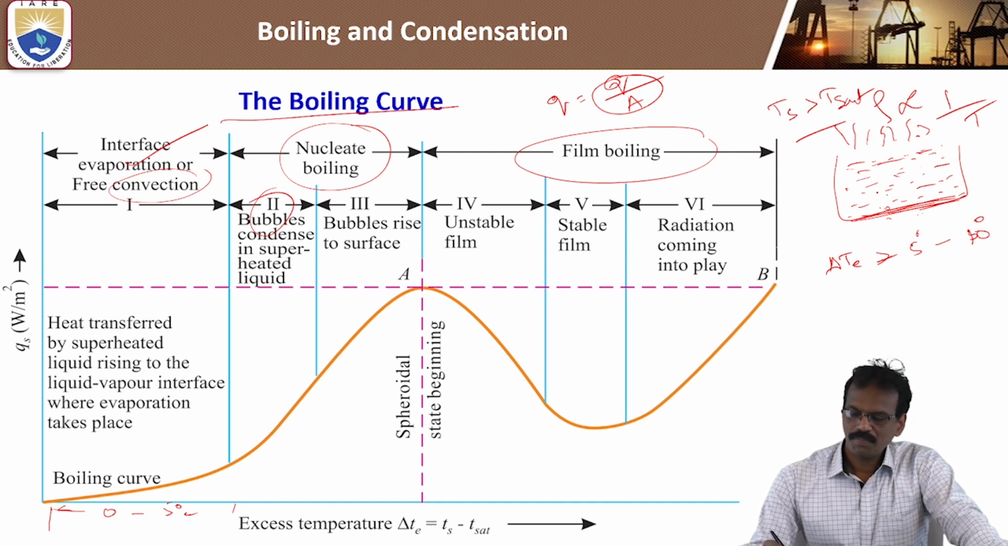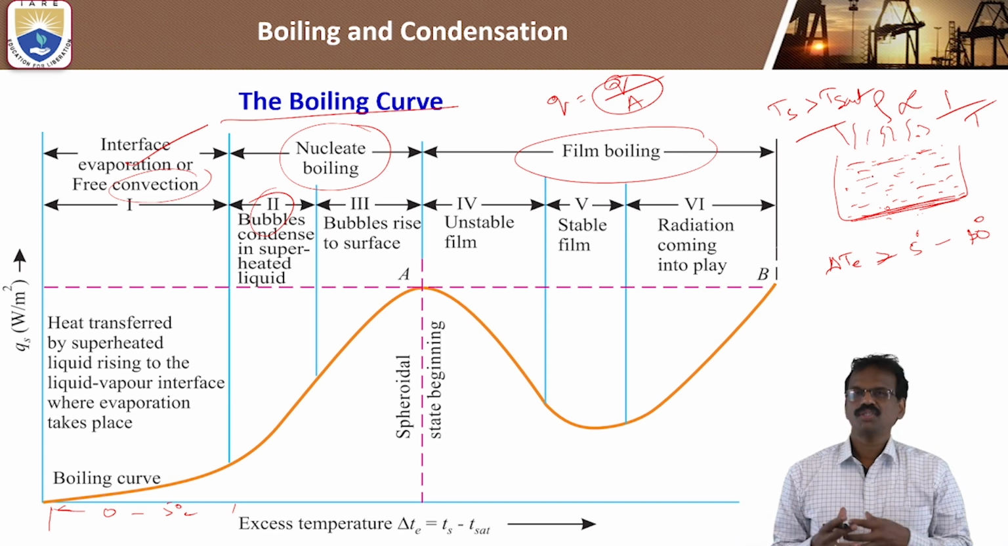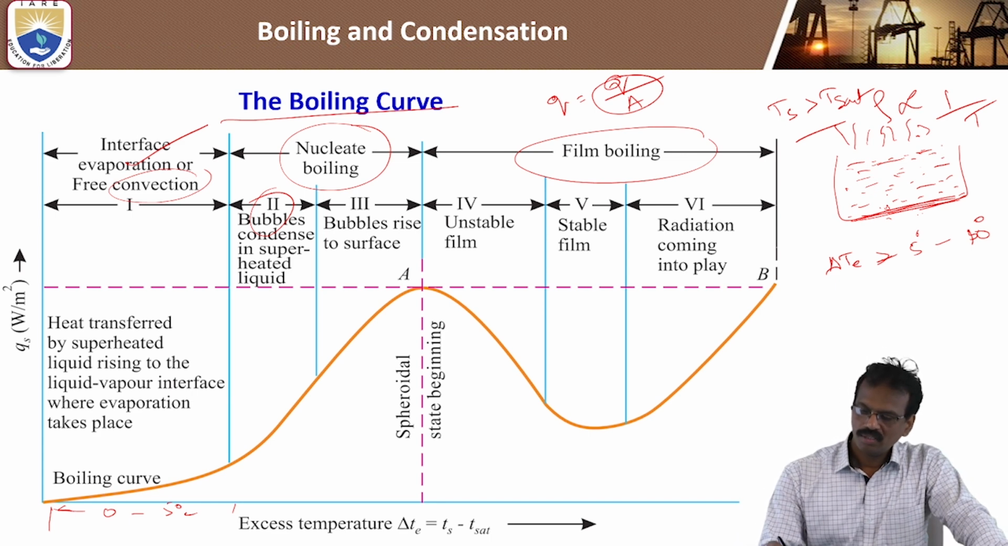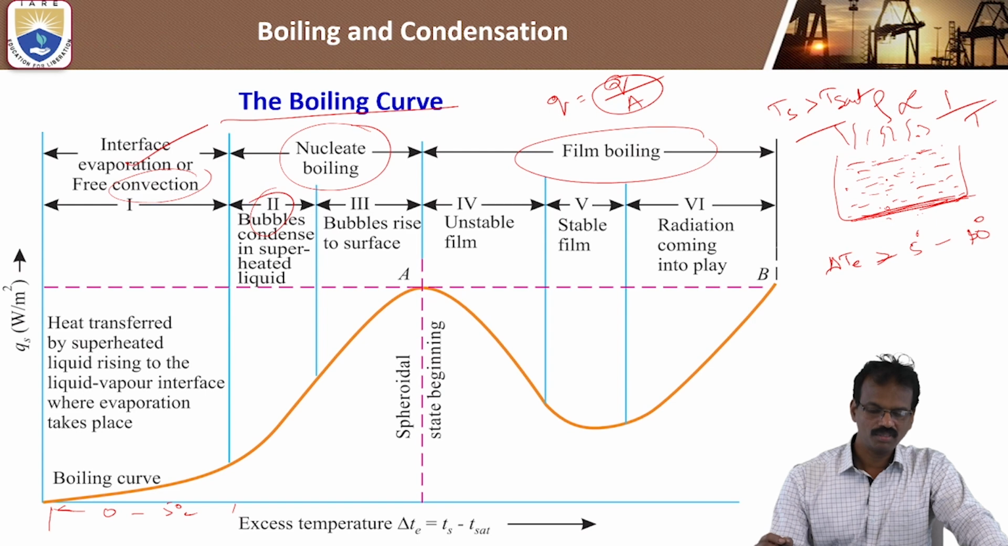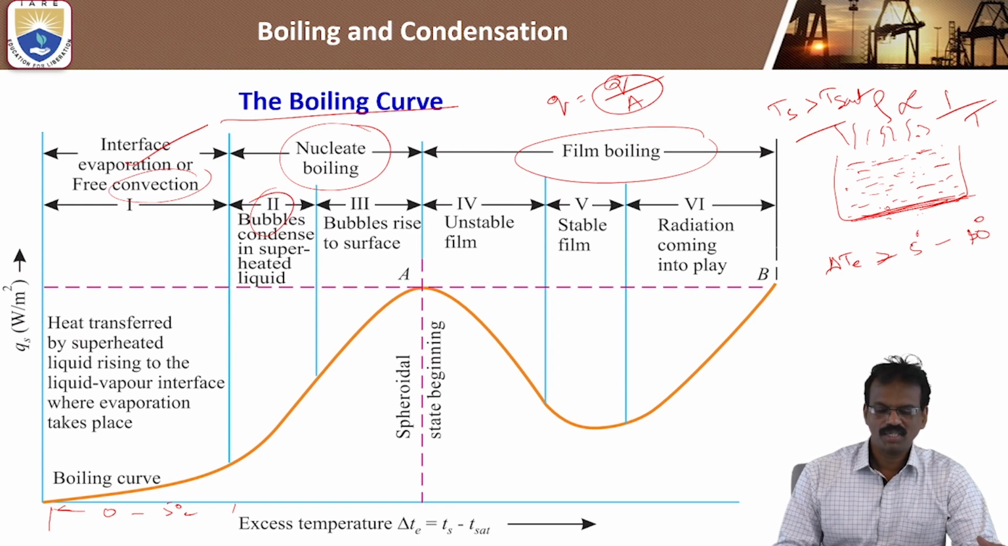When they are moving, these bubbles will be condensed or converted into water, because the water near the surface has a very high temperature, but the water far from the surface has a very low temperature. It means less than the saturation temperature. So automatically these bubbles will be condensed. These bubbles will be formed as water.